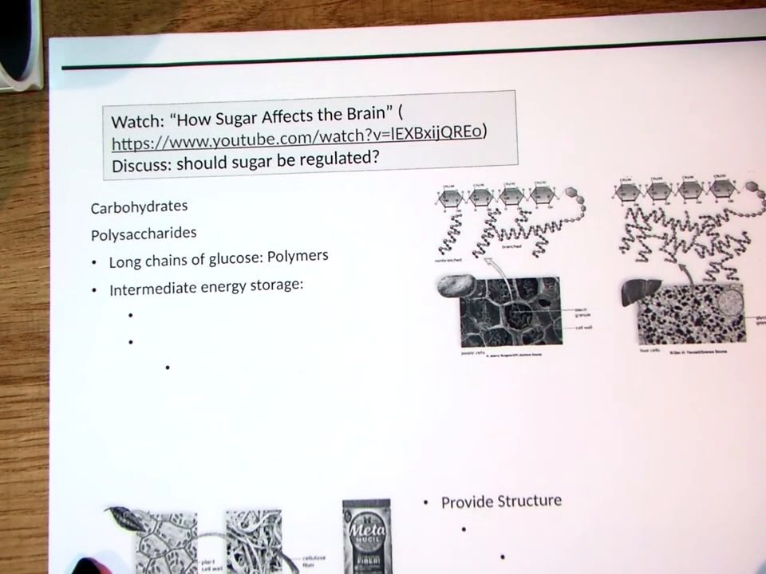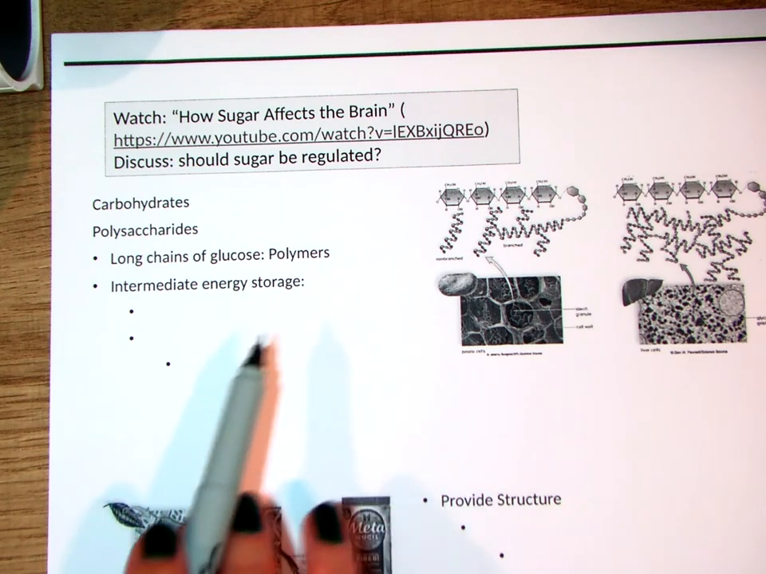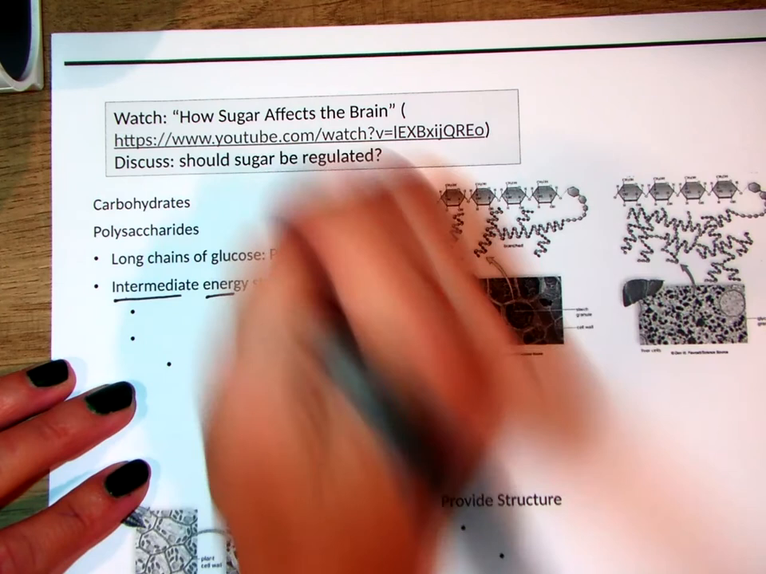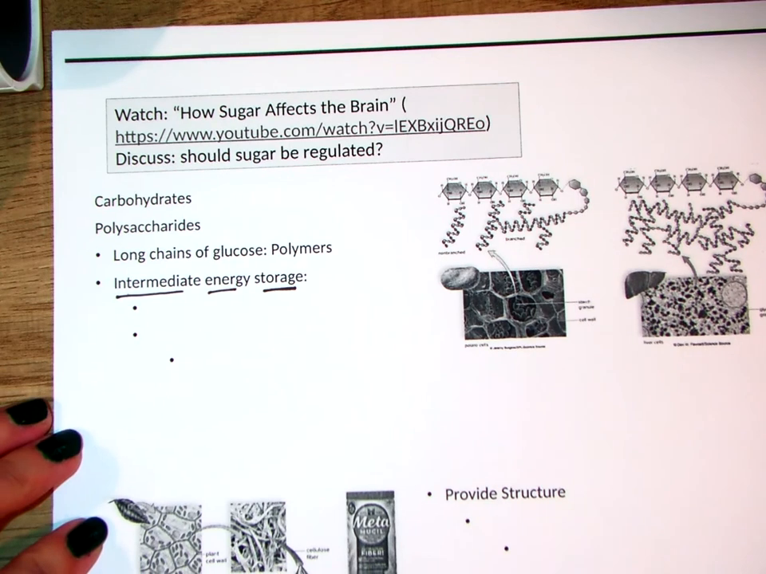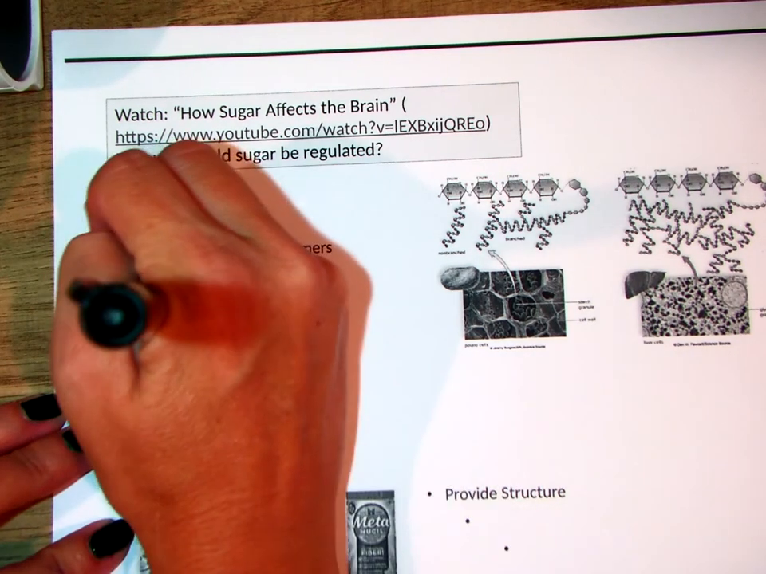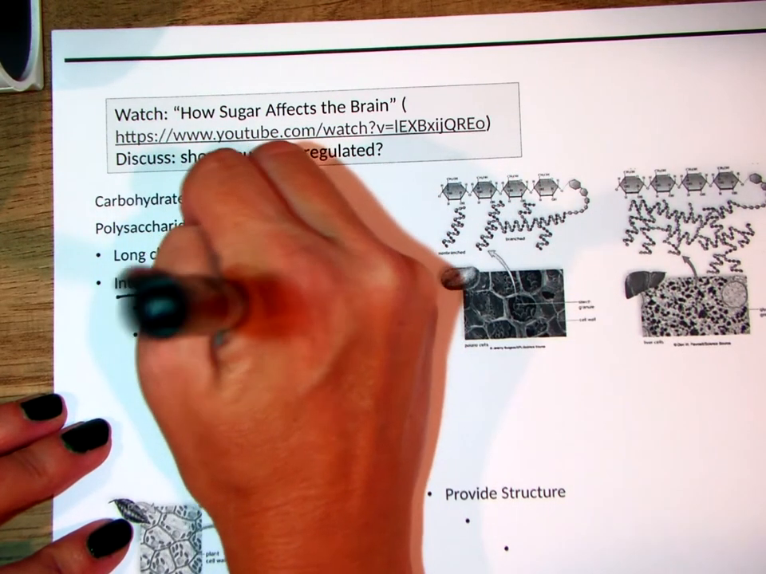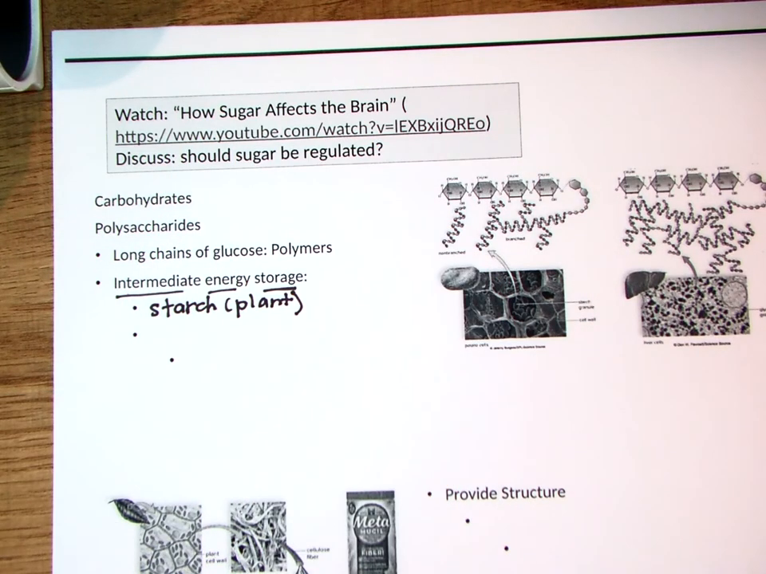Alright, so we're going to start off talking about carbohydrates. So these are polysaccharides, so they're long chains of sugars, usually glucose, so they're polymers, and they are immediate energy storage. So some examples are starch, which comes from plants. And it's usually found in the parts of the plants like the roots and the seeds.